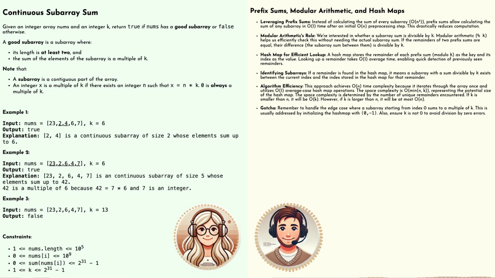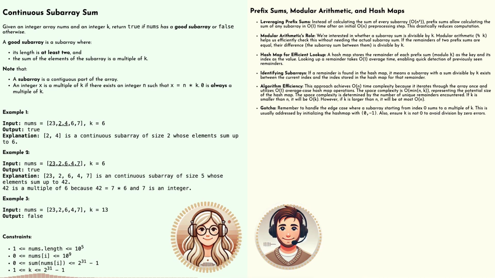Modular arithmetic. You're not talking about those old school clocks with the hands, are you? Not quite, but you're on the right track with cycles and remainders. So instead of storing the prefix sums themselves, we're going to focus on what's left over after we divide them by k. So we're talking about remainders. Like if we divide 10 by 3, the remainder is 1. But how do remainders help us find a subarray that sums to a multiple of k?